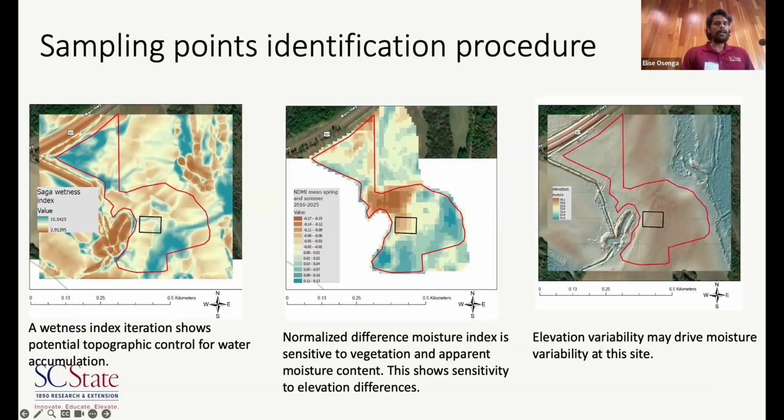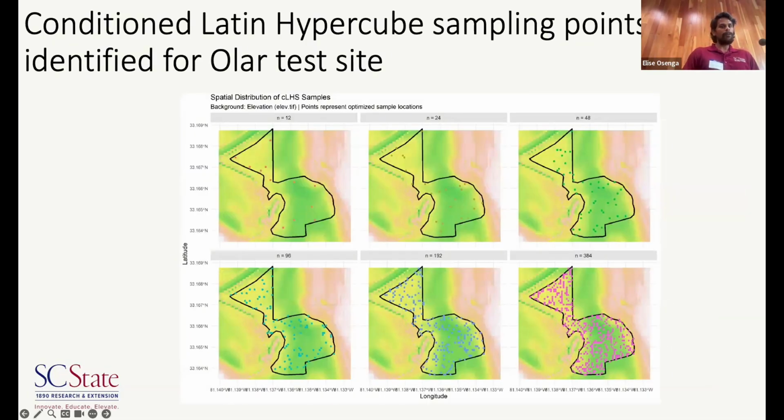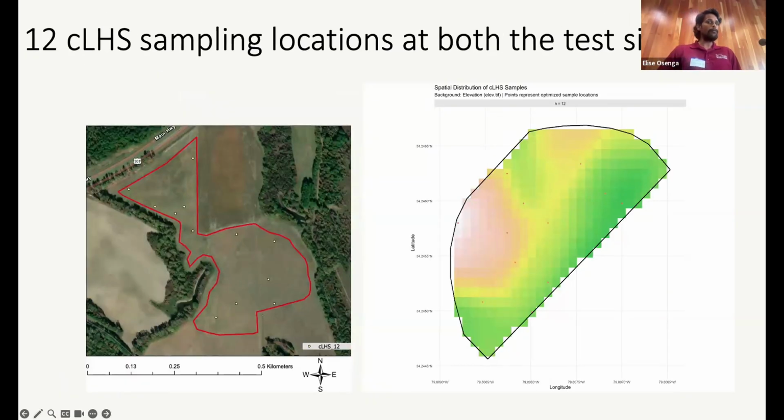So we identified sampling points by providing the wetness index, normalized difference moisture index, and elevation across our research sites. And we were able to generate conditioned Latin hypercube sampling points for our research site. The black line is our research site. This is in Olar. For different numbers of sampling points, we finally decided 12 sampling points is ideal to test the drone and also to verify the accuracy of the data that we are collecting. So we have 12 CLHS sampling locations at Florence and 12 at Olar, and we also have 12 grid sampling locations at the same time.